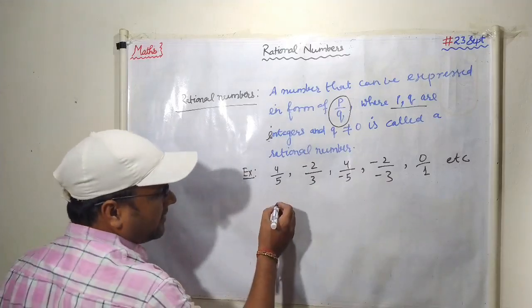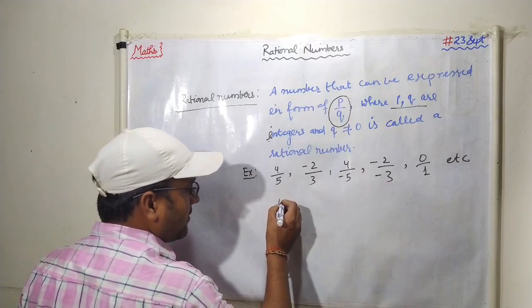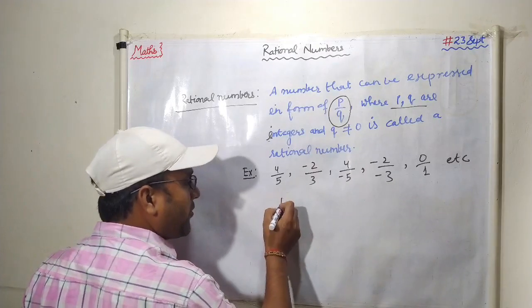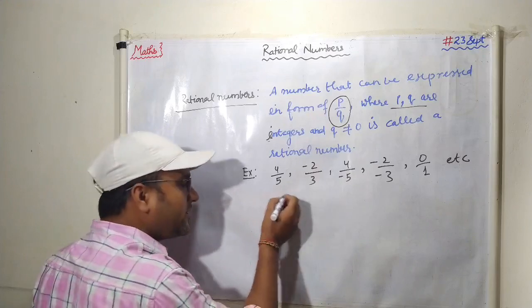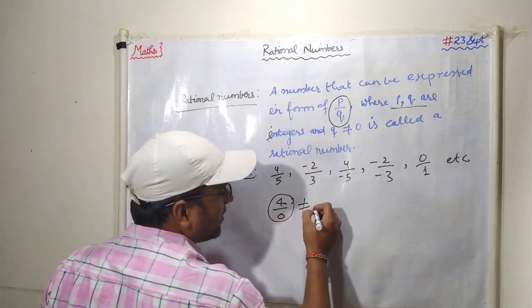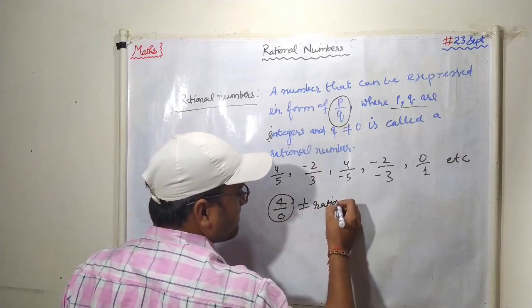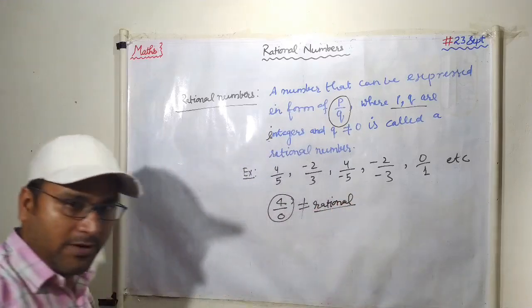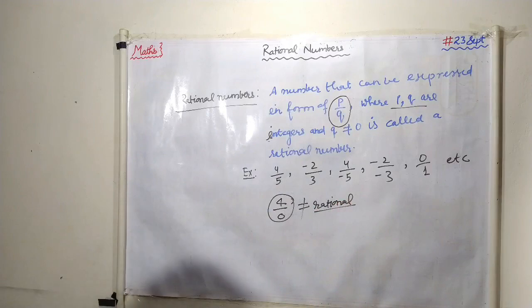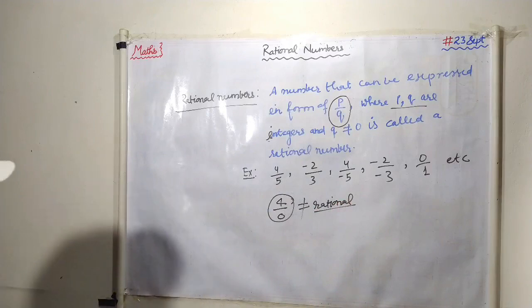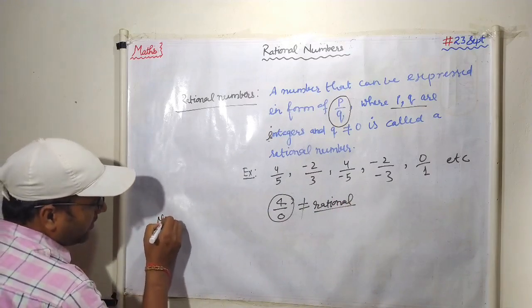But if it is like 4 upon 0, that is, if Q is 0, then it is not a rational number. Okay, students. After that, some important points related to rational numbers. Note, that is the important point.